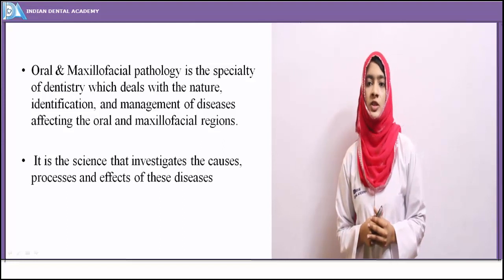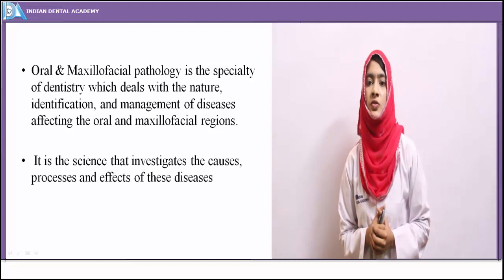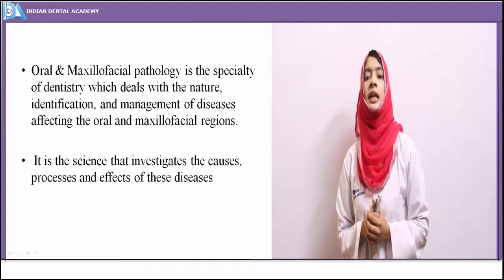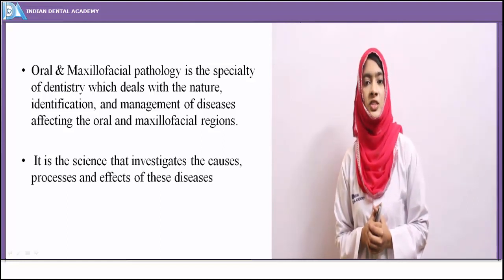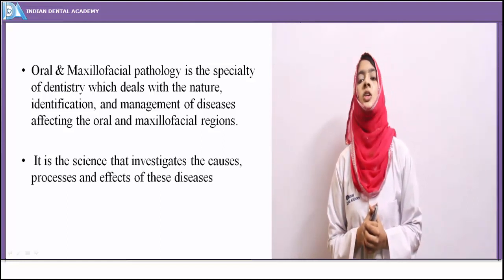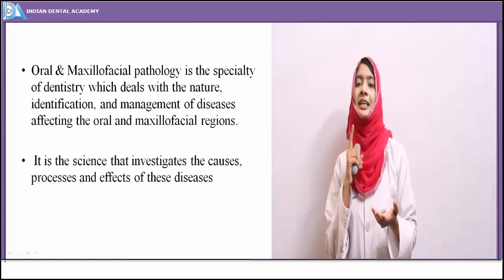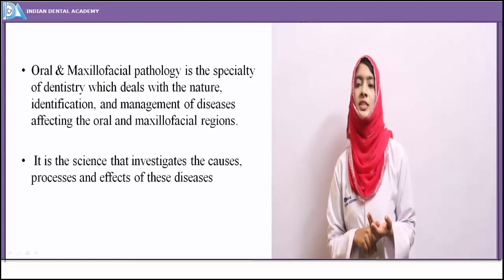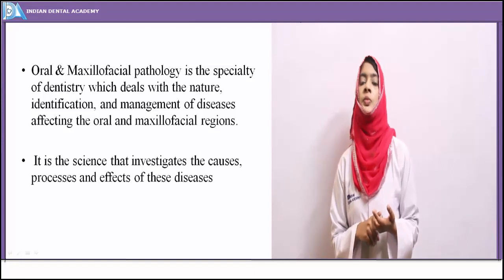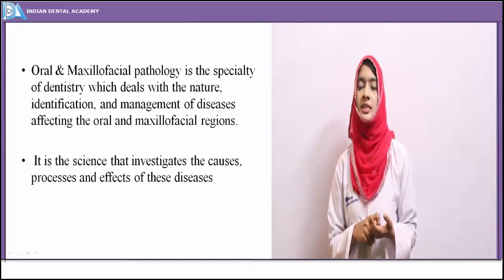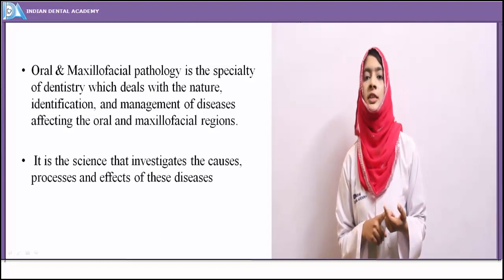Basically, oral and maxillofacial pathology is a science that investigates the causes of the disease, the etiology for the occurrence of the disease process, the identification of the disease process, and the observed effects of the particular disease process. So whenever you get a case, you initially take a history of the disease, the clinical symptoms which the patient gave you. Then you observe the clinical signs of the disease. Then based on that, you conclude a provisional diagnosis.